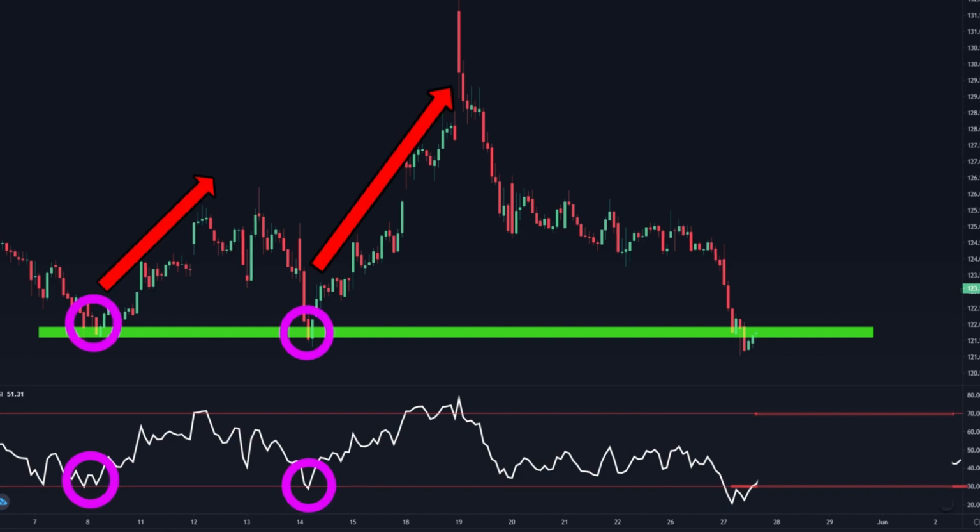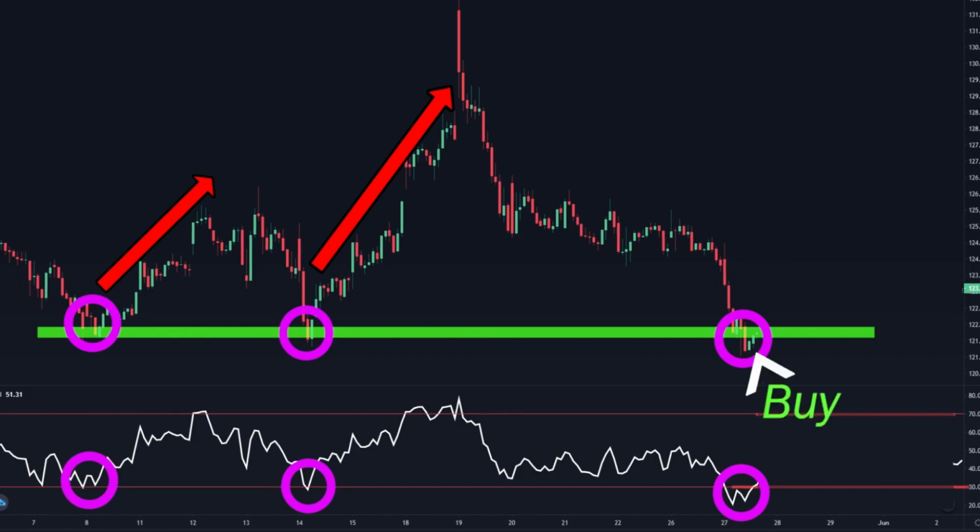Now, we can see the pattern starts forming again. The price is at the support line and the RSI is at oversold, signaling that the price will likely reverse to the upside. So this is also a good buying opportunity here.